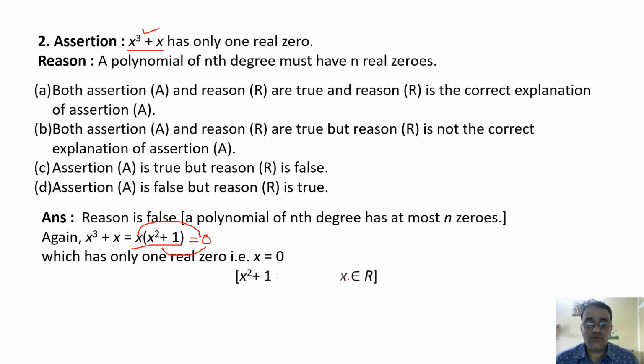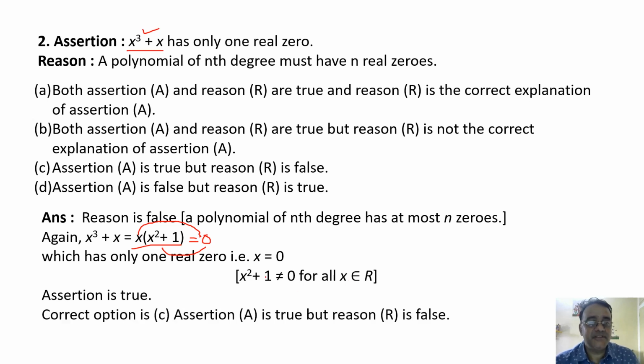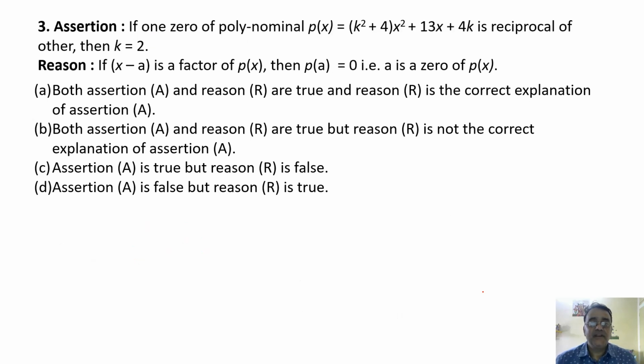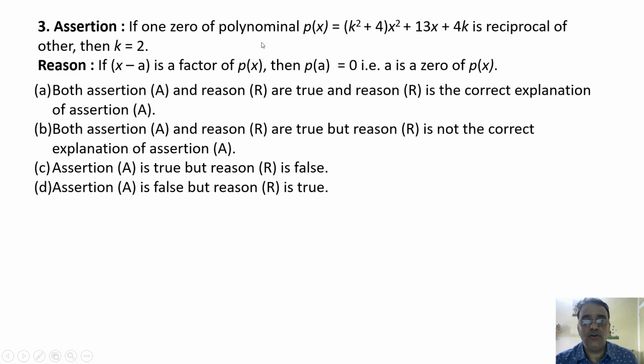And why? Because x square plus 1 is not equals to 0 for all x belongs to real numbers. So assertion is true. So which option is correct here? Option C. Very good. Option C is the correct answer. Fine. Now we'll move towards question number 3. Assertion is given: if one zero of a polynomial p of x is equals to k square plus 4 x square plus 13x plus 4k is reciprocal of other, then the value of k is equals to 2. And the reason is given: if x minus a is a factor of p of x, then p of a is equals to 0. That is, a is a zero of p of x.